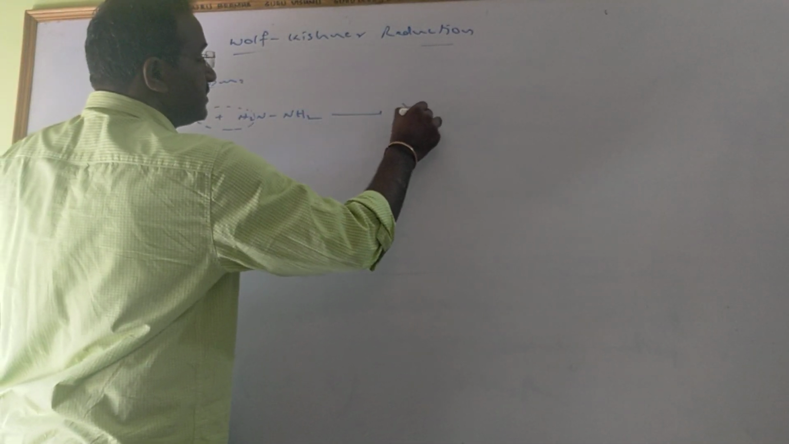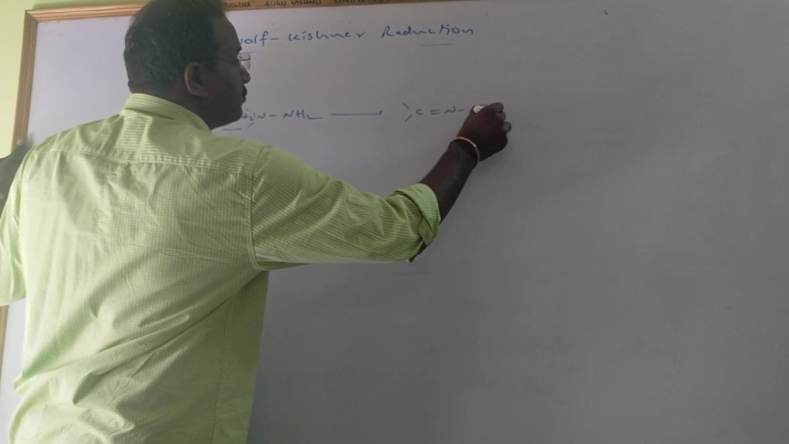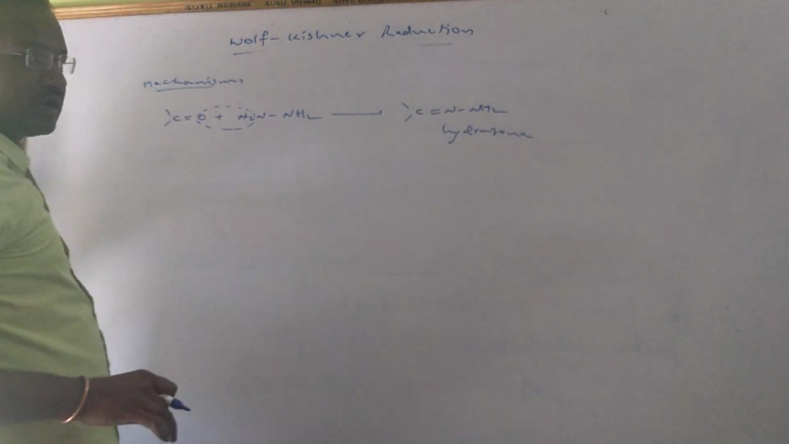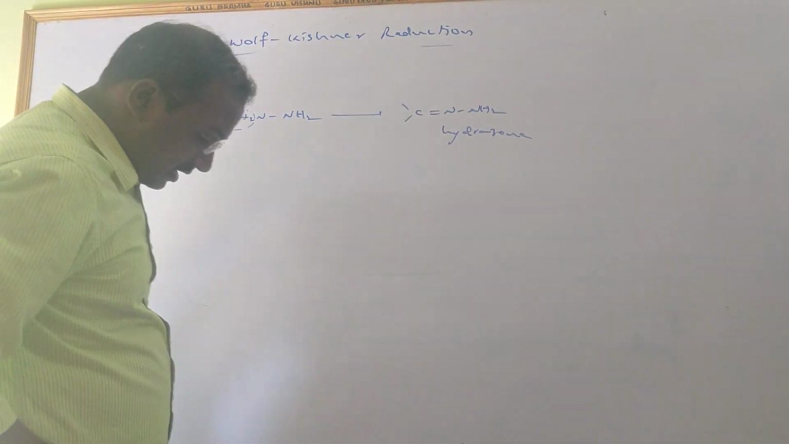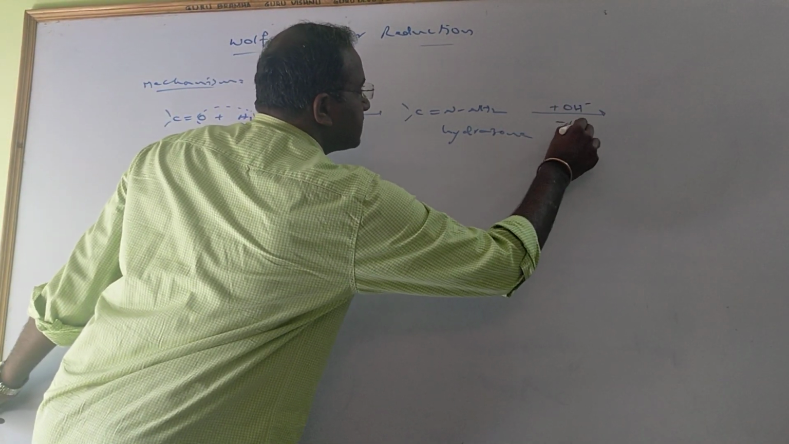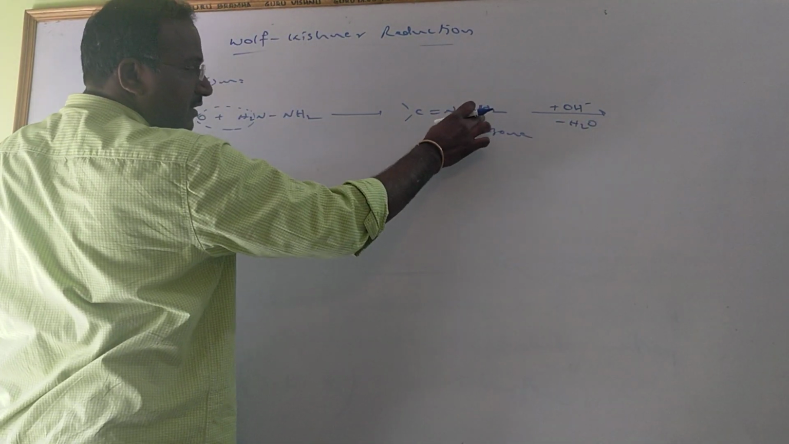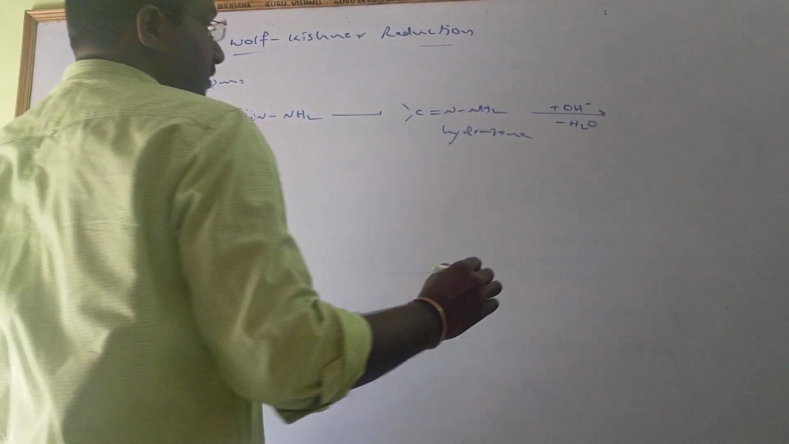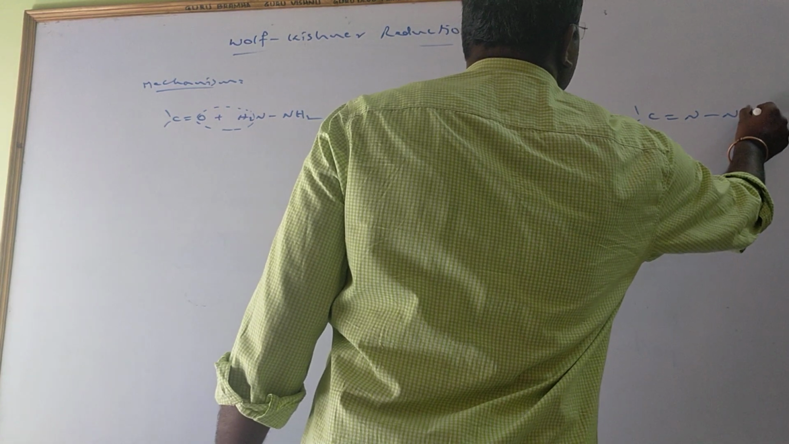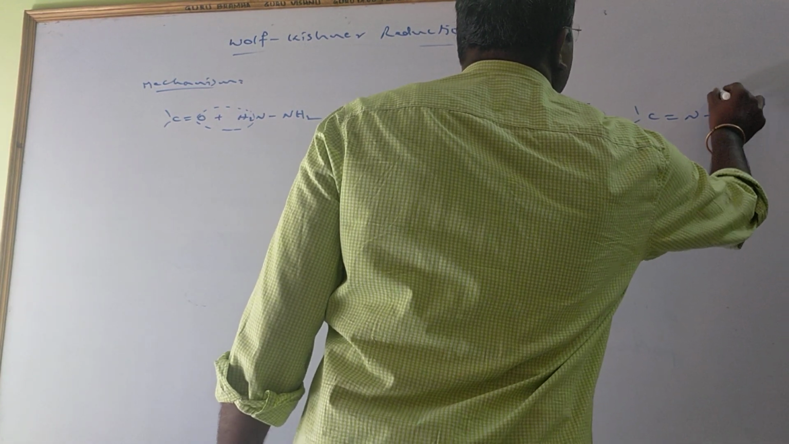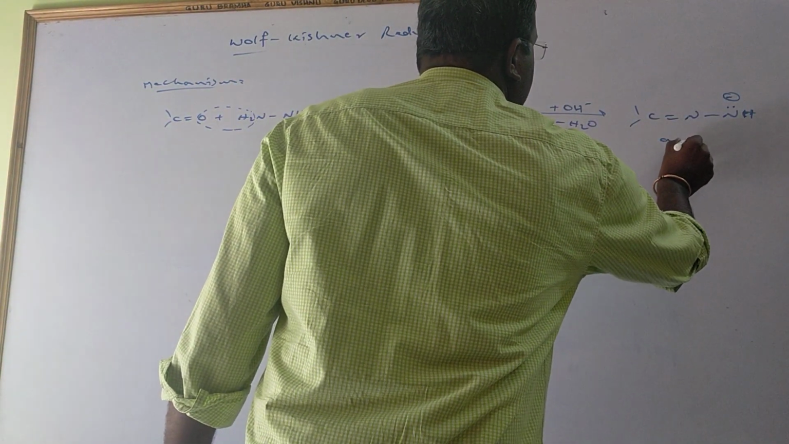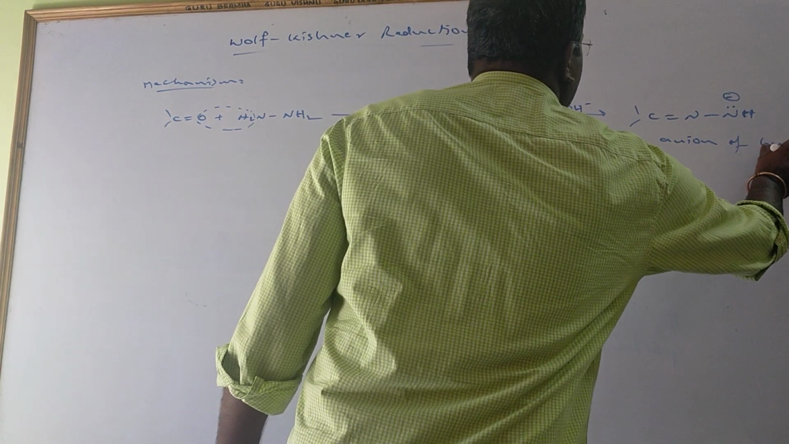We get C double bond N NH2. This is called what? Hydrazone we get. Hydrazine combines with the carbonyl group and forms hydrazone. That hydrazone, in the presence of base, when base is present, loses a water molecule, meaning one of the H will be eliminated. By the loss of the water molecule, we get this group, that is C double bond N NH with a lone pair and minus charge. It is the anion of hydrazone. We call it the anion of hydrazone.